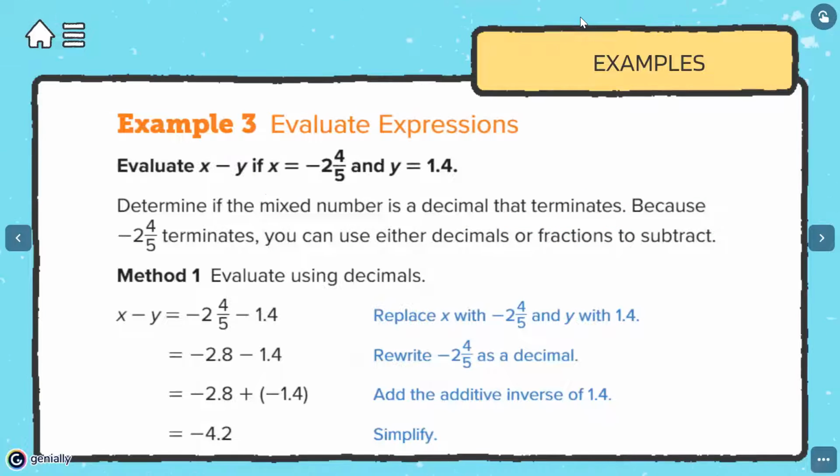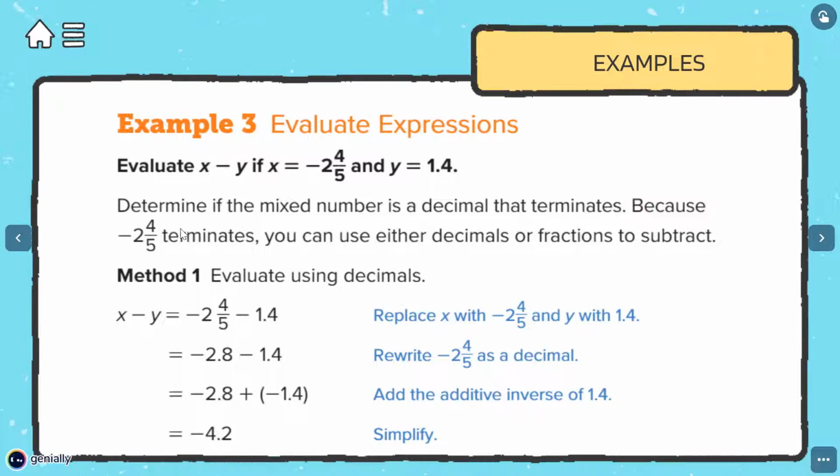When evaluating expressions with negative numbers, negative fractions, and decimals, what we need to do first is put everything either in fractions or in decimals. So determine if the mixed number is a decimal that terminates, because 2 and 4/5 terminates. You can use either decimals or fractions to subtract.